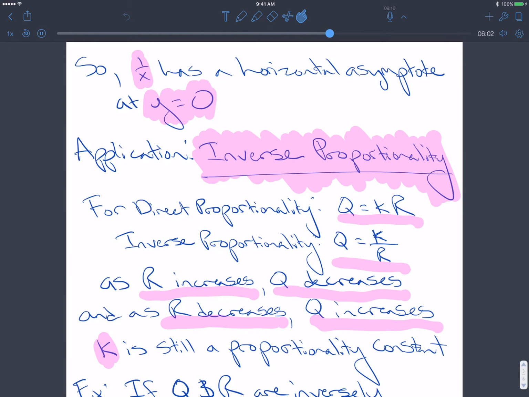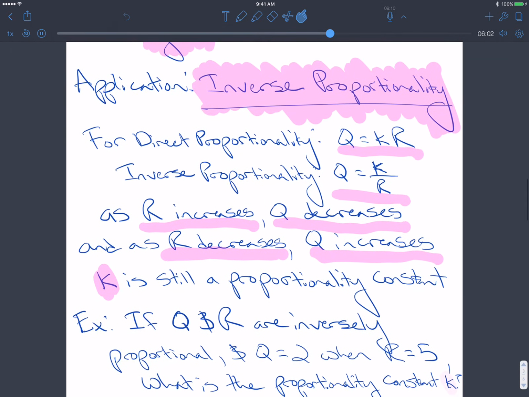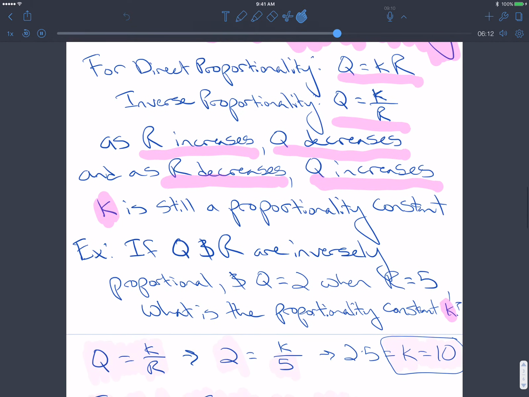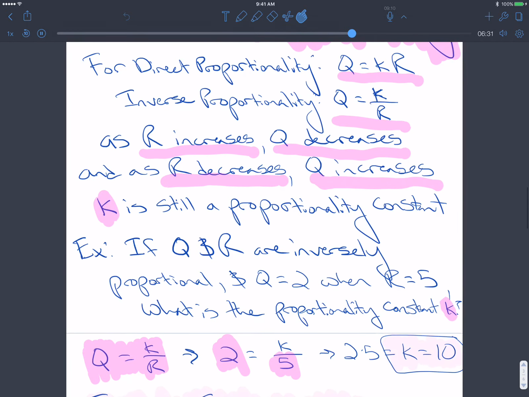So let's look at an example. If Q and R are inversely proportional, and Q is 2 when R is 5, what is the proportionality constant K? So we have the form based off what I said, what is above this question. We have the form that is Q is equal to K divided by R, and I was given Q as 2, and I was given R as 5, so all I have to do is algebraically solve for K. So I multiply both sides by 5, and that gives me 2 times 5 is equal to K, or rather K is equal to 10.